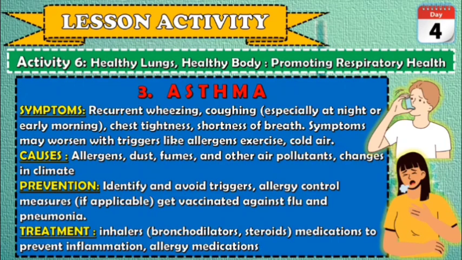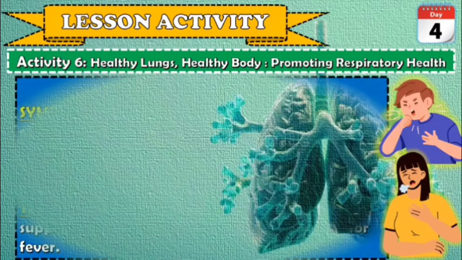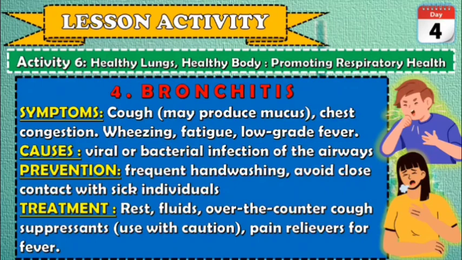Treatment: inhalers, bronchodilators, or steroids. Medications to prevent inflammation, allergy medications. Number 4. Bronchitis. Symptoms: cough that may produce mucus, chest congestion, wheezing, fatigue, low-grade fever. Causes: viral or bacterial infection of the airways. Prevention: frequent hand washing, avoid close contact with sick individuals.